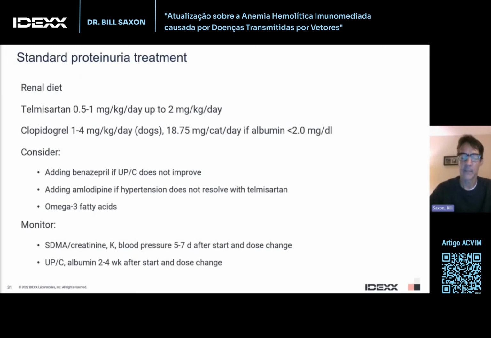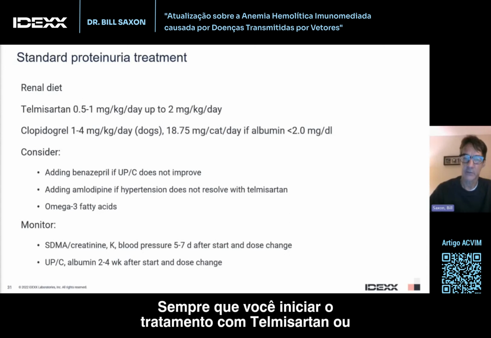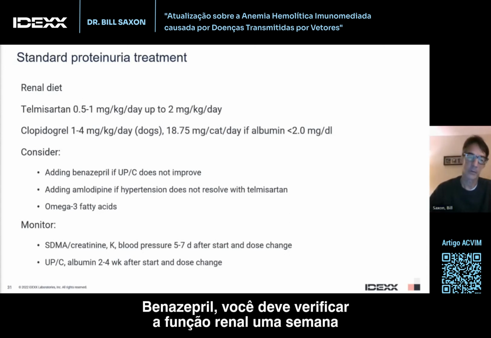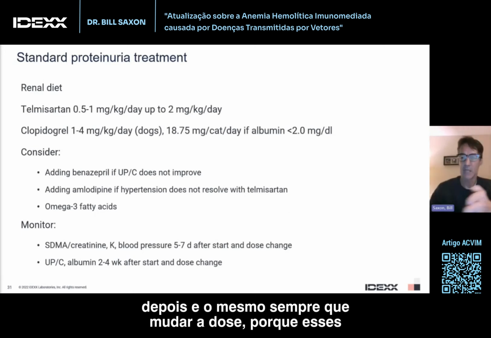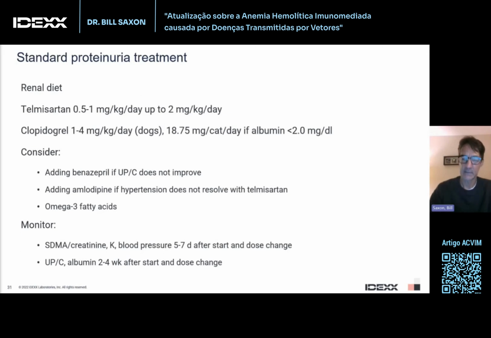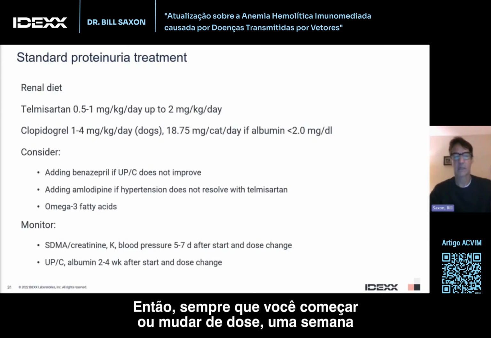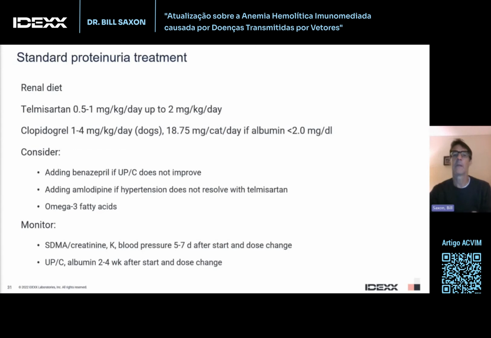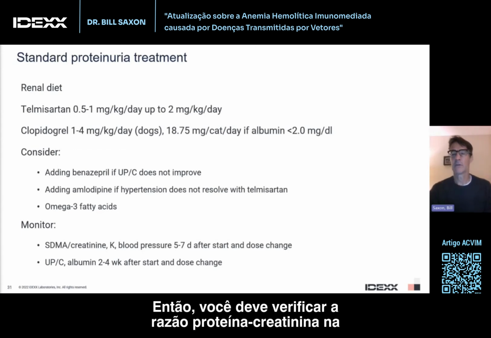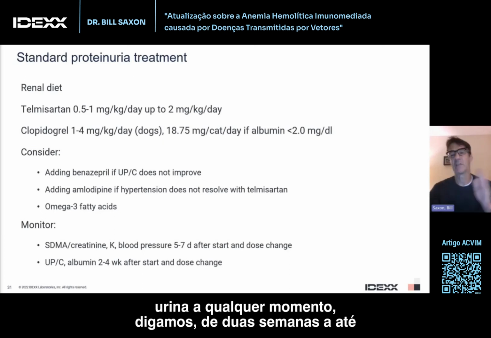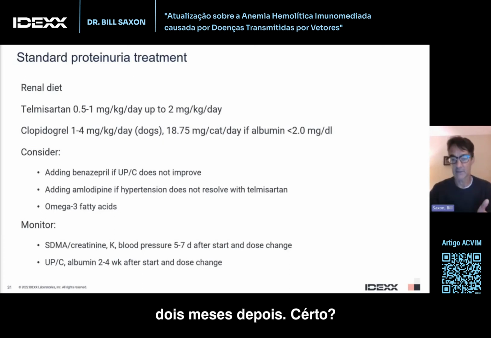The key is monitoring. Anytime you start telmisartan or benazepril, you want to check kidney function a week later, and the same every time you change the dose, because these medications act on the kidney. They have vasoactive properties on the kidney that can worsen kidney function. So anytime you start or change dose, check kidney function a week later. You want to give it longer for the urine protein creatinine ratio to change, so you would check the urine protein creatinine ratio anytime from, say, 2 weeks to even 2 months after.